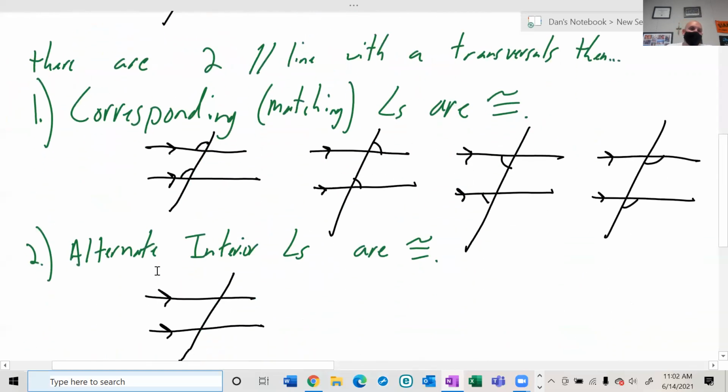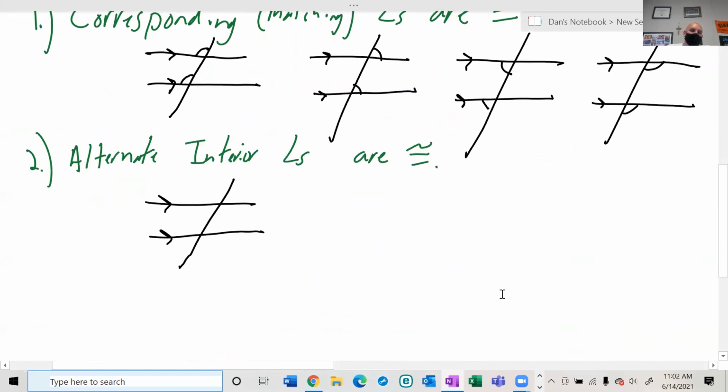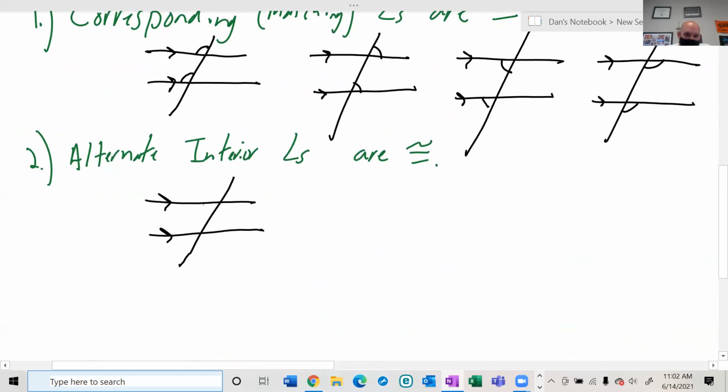All right, now let's go back to this. Alternate interior. Alternate means going back and forth. Alternate interior angles would be this angle, because it's on the inside, and this angle. It's alternating back and forth on the inside. In this same example, we would have these other ones, right? Like this. 1, 2, 1, 2. Those would be congruent.